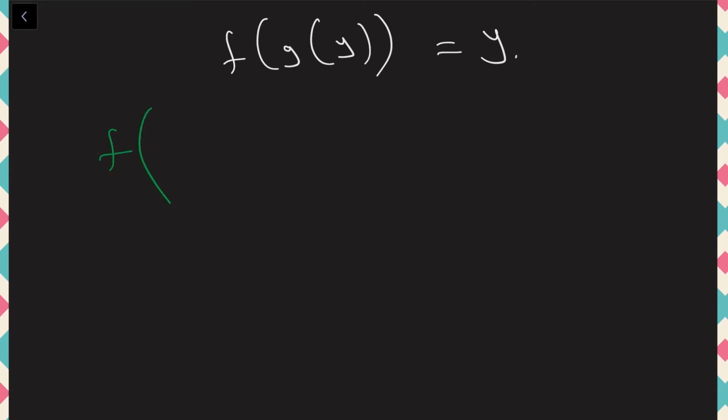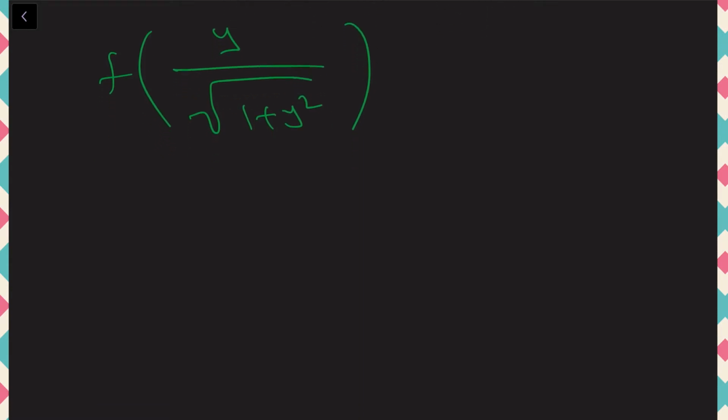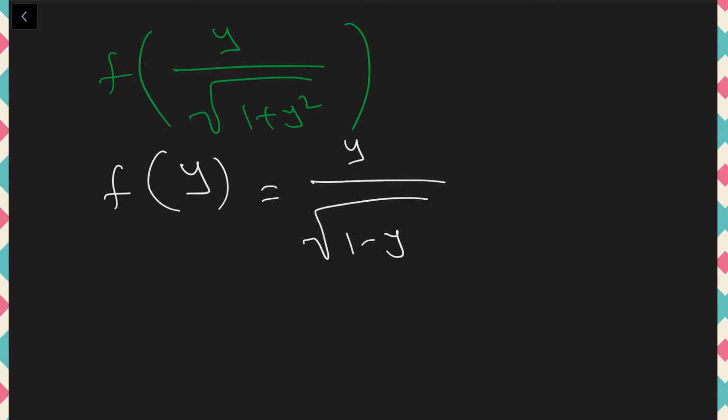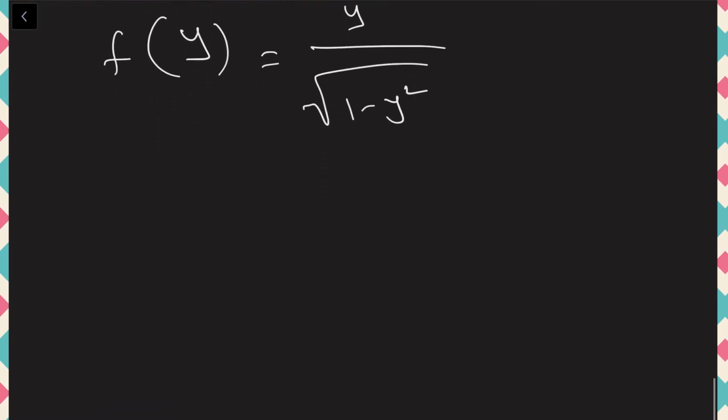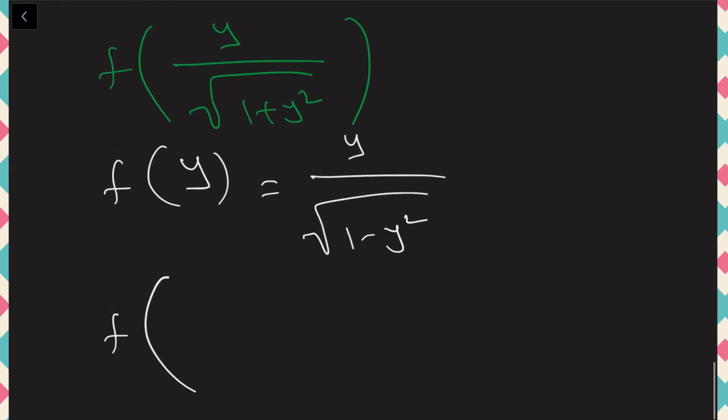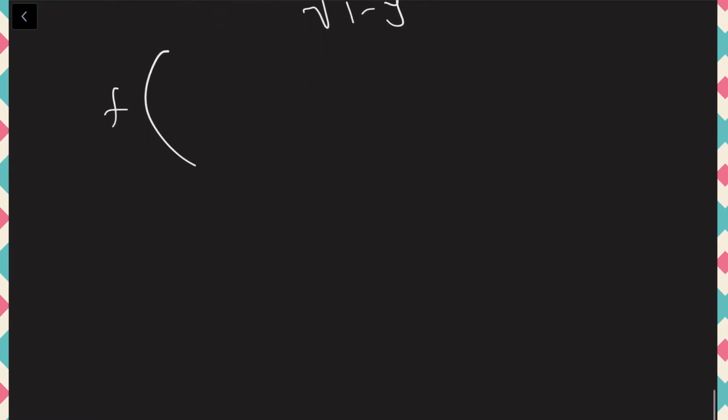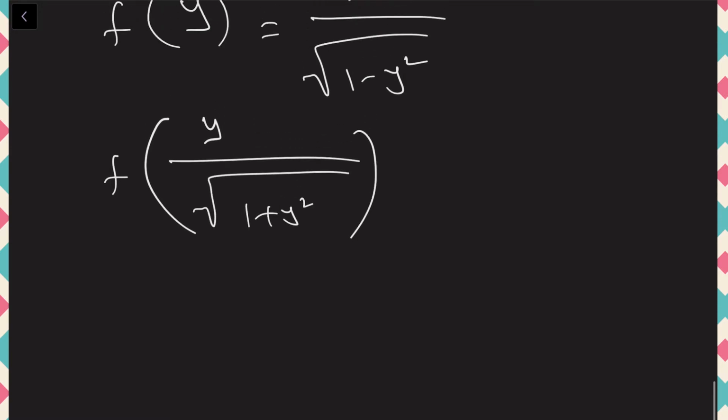f of g of y, that is nothing but y divided by under root 1 plus y square. Now f of y value is given as y divided by under root 1 minus y square. Now we want the value of f of this one, y by under root 1 plus y square. So how to get this value?